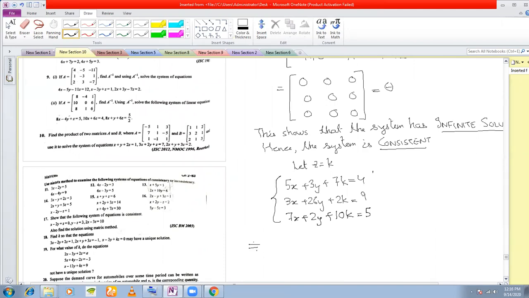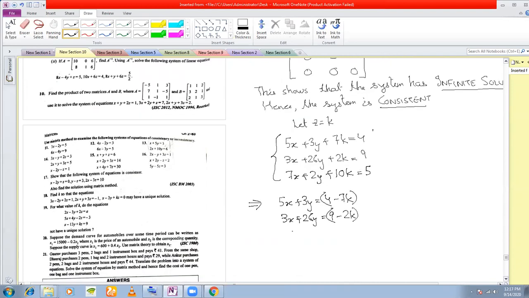Now what you do is you write it only in terms of x and y. So you get 5x plus 3y is equal to 4 minus 7k. And 3x plus 26y is equal to 9 minus 2k. And you get 7x plus 2y is equal to 5 minus 10k. You call this 4, because 1, 2, 3 I've already taken. Call this 5 and call this 6.